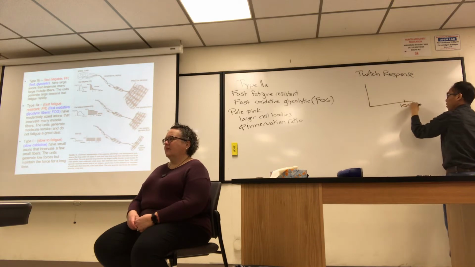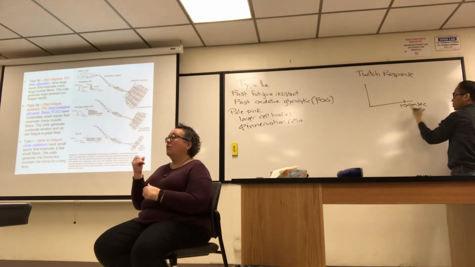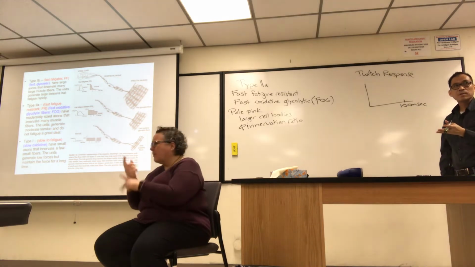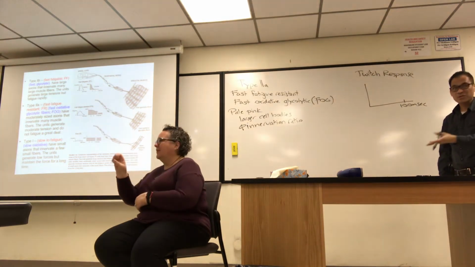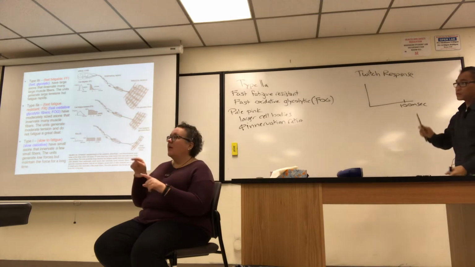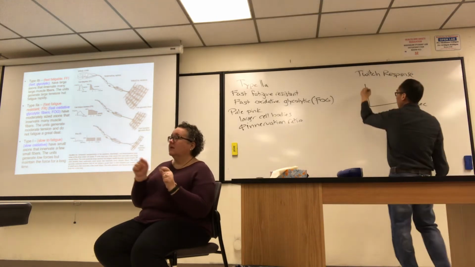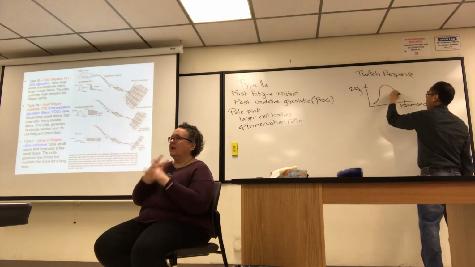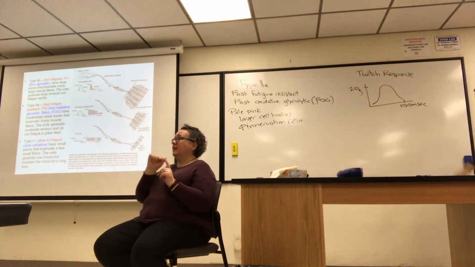They're faster, so they finished twitching by 100 milliseconds. What was it for type 1s? It was 200. They're slower. These are faster, and they also generate more force. That peak there is 20 grams. So the waveform looks like that. They're stronger, they're faster, okay?